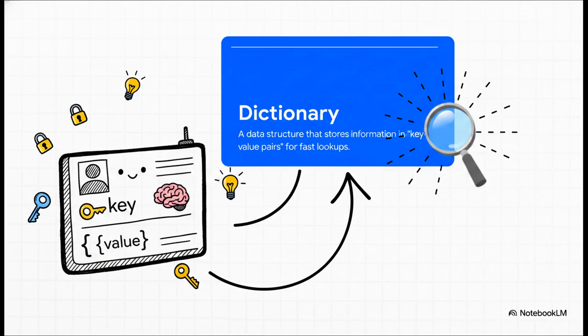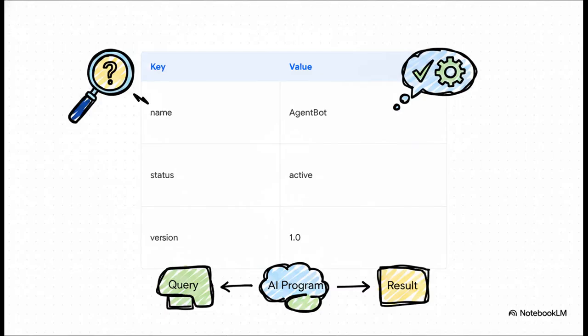Instead of just storing a value, it stores information in key value pairs. You can think of it like a contact card for our AI, where every piece of info has its own clear label. And this is exactly what it looks like. The key is the label, like name or status. The value is the actual information, like agent bot or active. With a setup like this, our program can instantly look up any piece of the agent's profile just by asking for its label. Super fast.